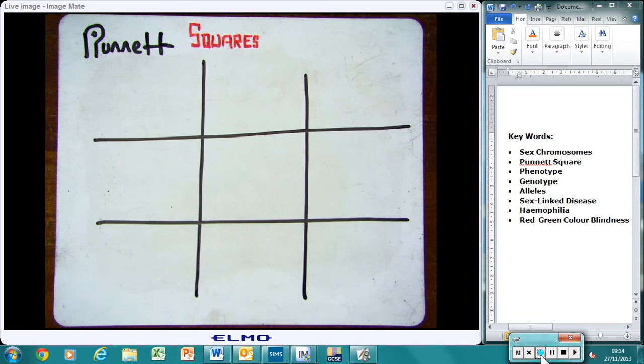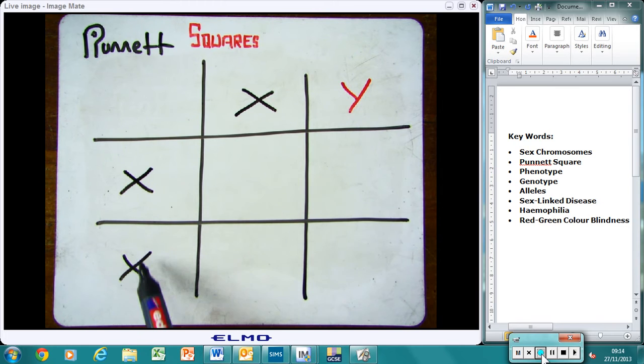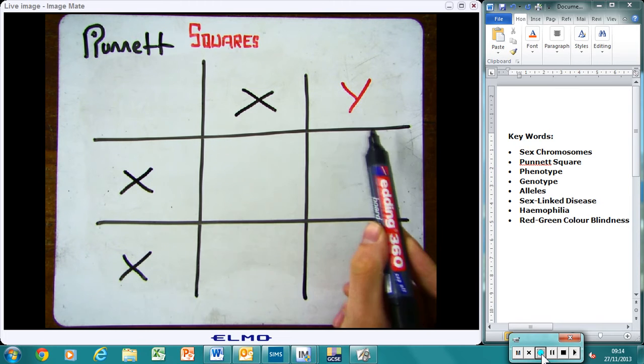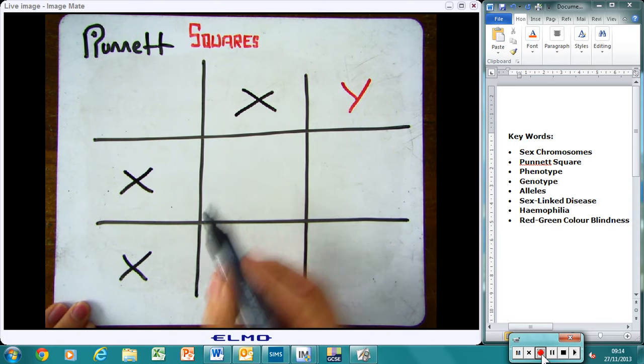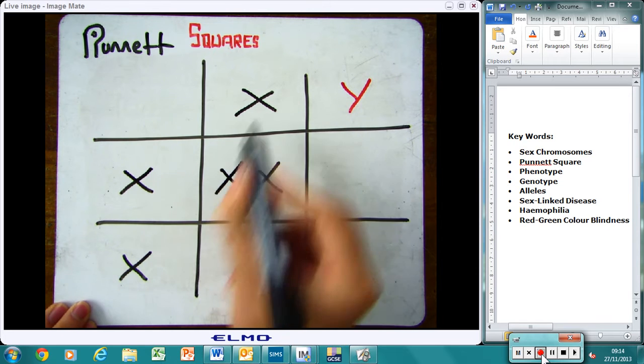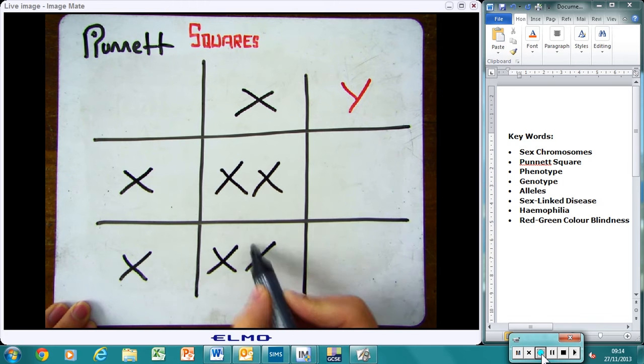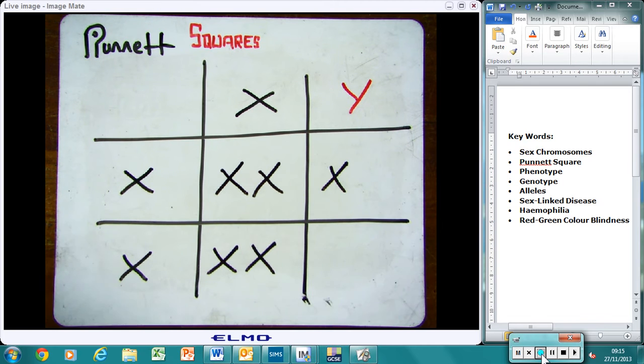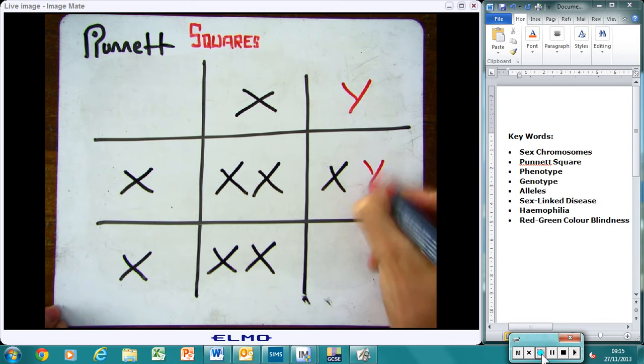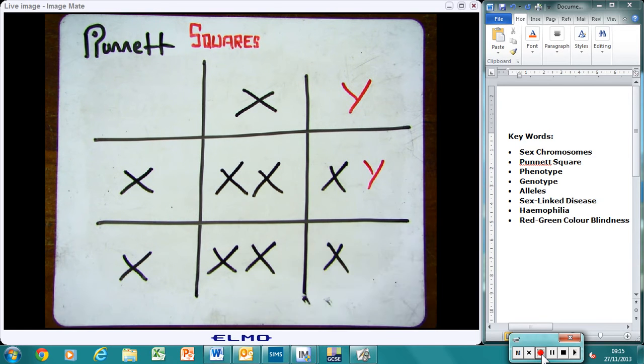And that can be explained by using a Punnett square. So if you were to have this combination, which is the only possible combination you can have, you have the two X's from the mother and the XY from the father. Possible combinations are XX, XX, XY, and XY. So this proves to you that you have a 50% chance of being male and 50% chance of being female.